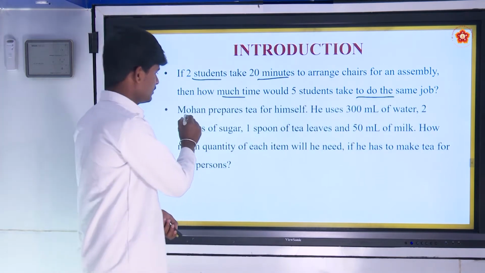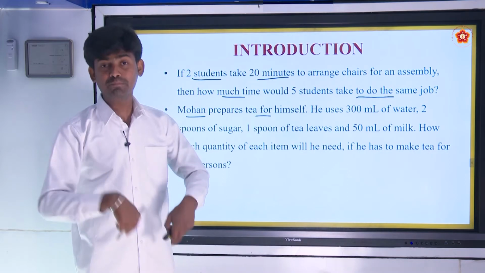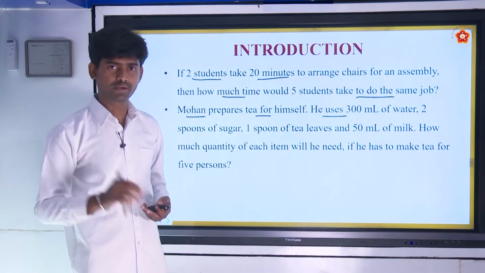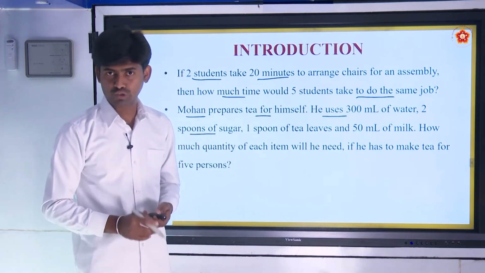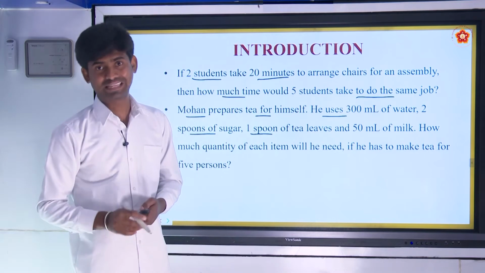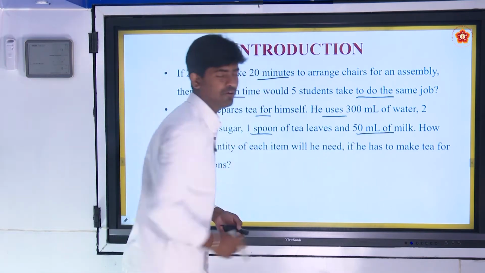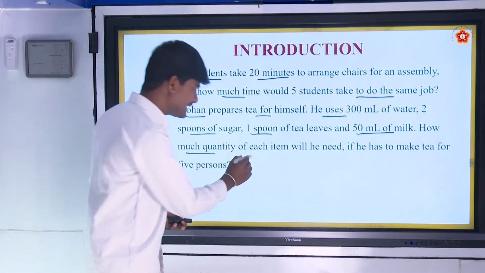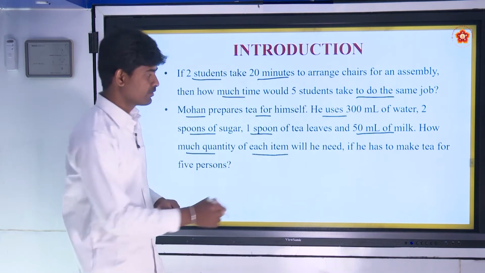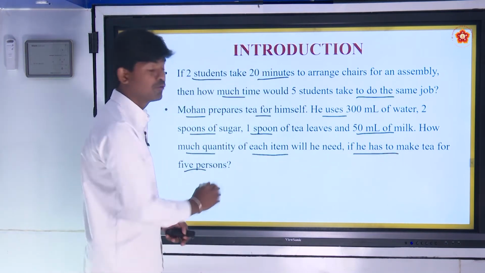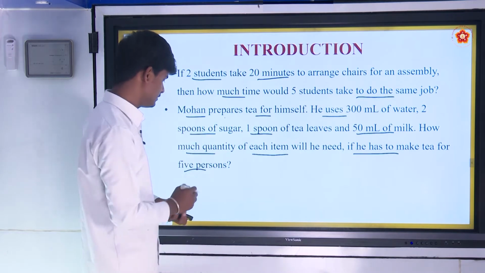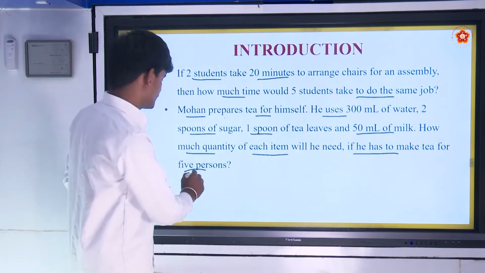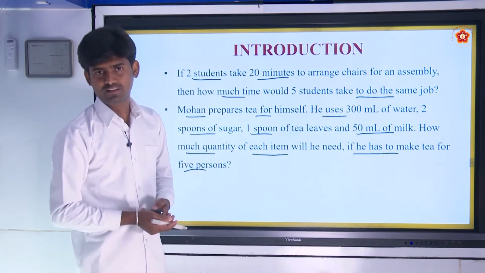Second one, if Mohan prepares tea for himself, he uses 300 ml of water, 2 spoons of sugar, 1 spoon of tea leaves and 50 ml of milk. So, how much quantity of each item will he need if he has to make tea for 5 persons? It is for 1 person. So, how much quantity of each item will be required for preparing tea for 5 persons?